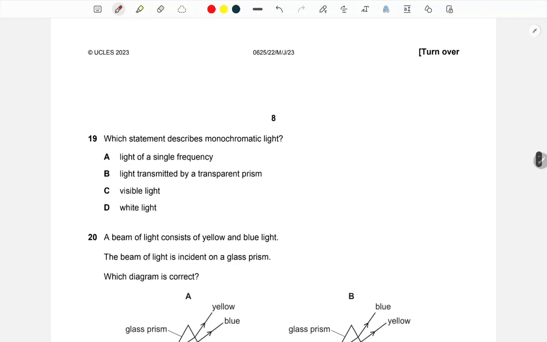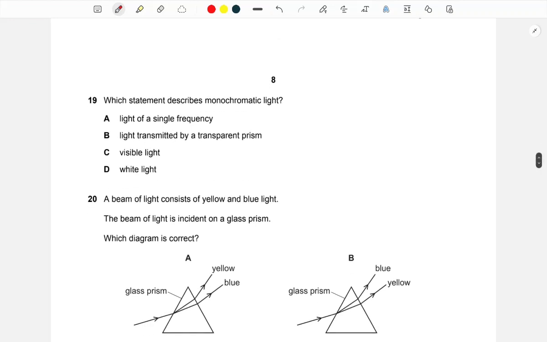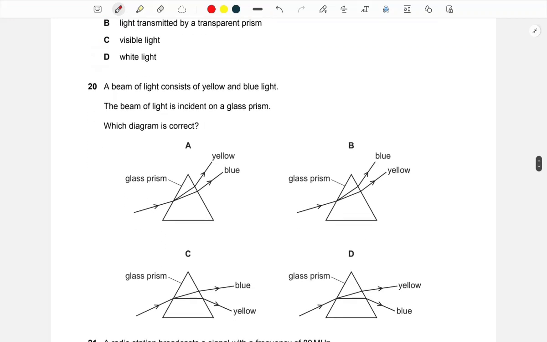Let's move on to number 19. Which statement describes monochromatic light? A. Light with a single frequency. Now that's monochromatic light. So monochromatic light is a light with a single frequency. So that's why, if we're looking at a monochromatic light, it's usually black and white. So there are no colors.